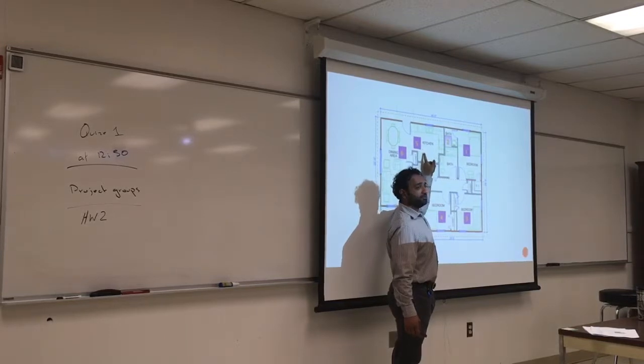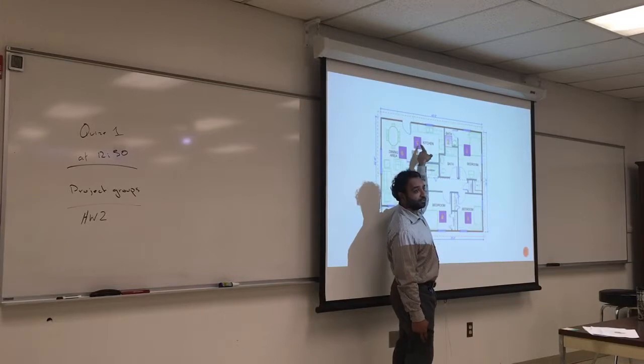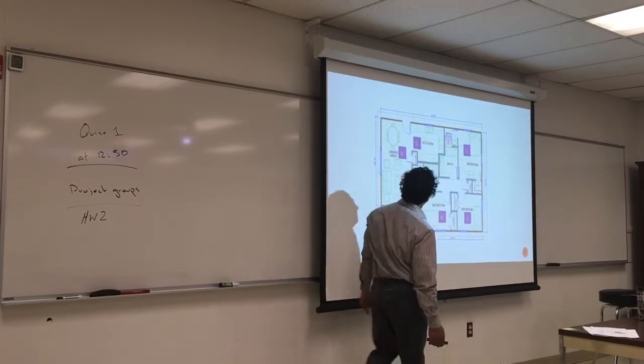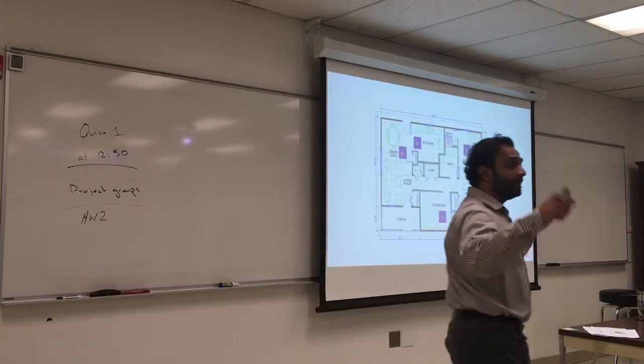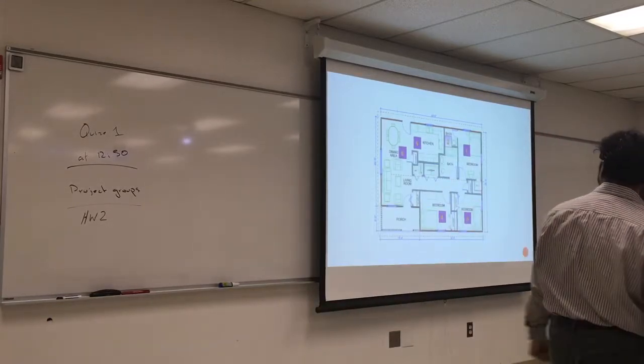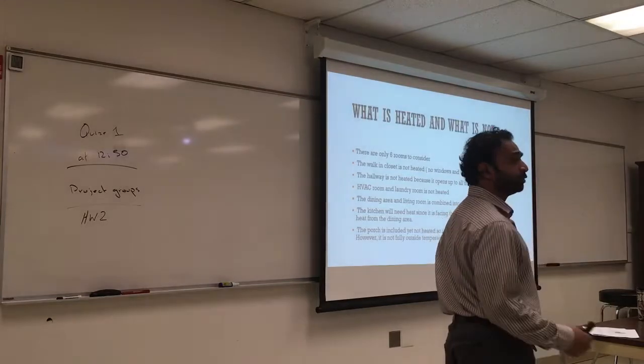And this can be done either using radiant floor heating or kickboards underneath the closets here, or the cupboards, cabinets. There are other options. You can have a hanging radiant panel as well, but there are options. We'll talk about those options.